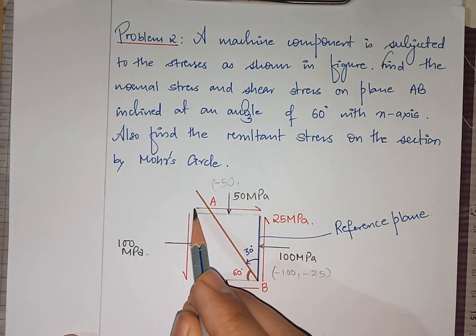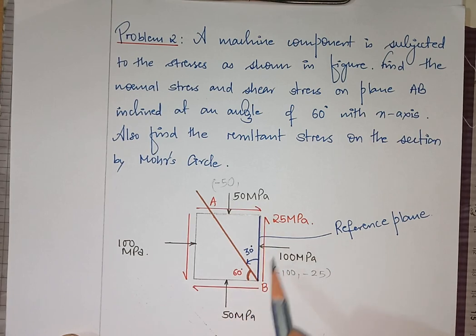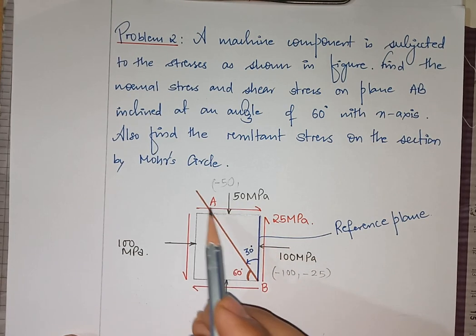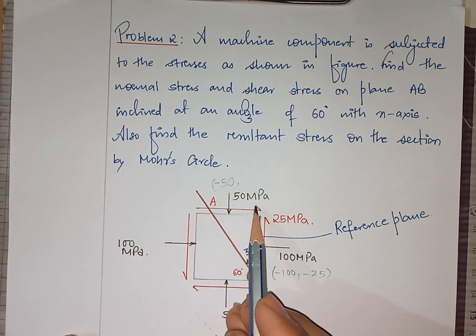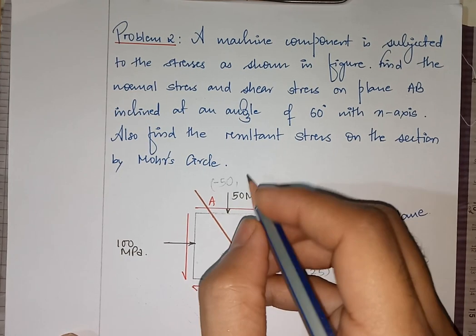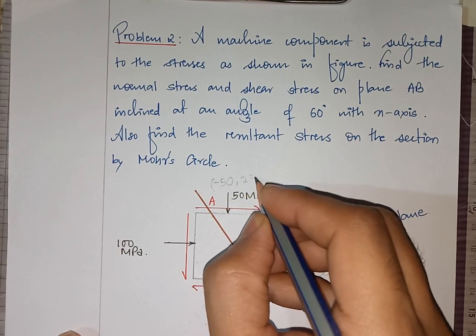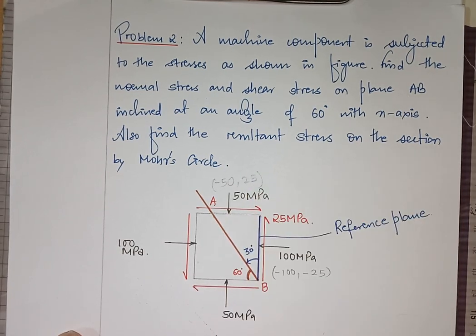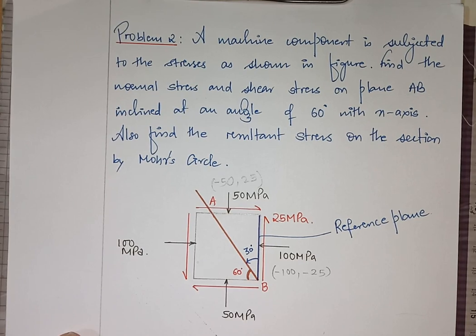What kind of moment is this shear stress making with respect to this reference plane? I repeat, what kind of direction is this shear stress making with respect to the reference plane? It is clockwise, right? When it is clockwise, it is positive, right? So we got 2 coordinates, one for point A and one for point B.